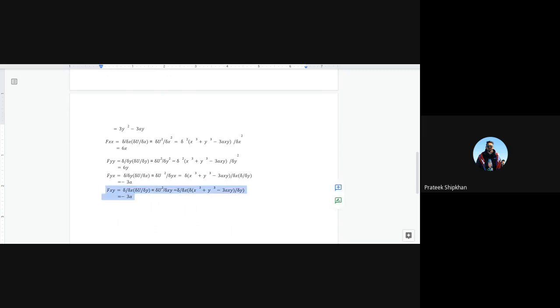Similarly, we have to find delta square u by delta xy. Same process like the previous one goes for this also. We have to differentiate u with respect to y this time. And whatever the answer we get, we differentiate that answer partially with respect to x, keeping y term constant this time, where 3x square will be 0, 3ay will be 3a, so the final result will be minus 3a, like the previous one. This is also minus 3a as well.